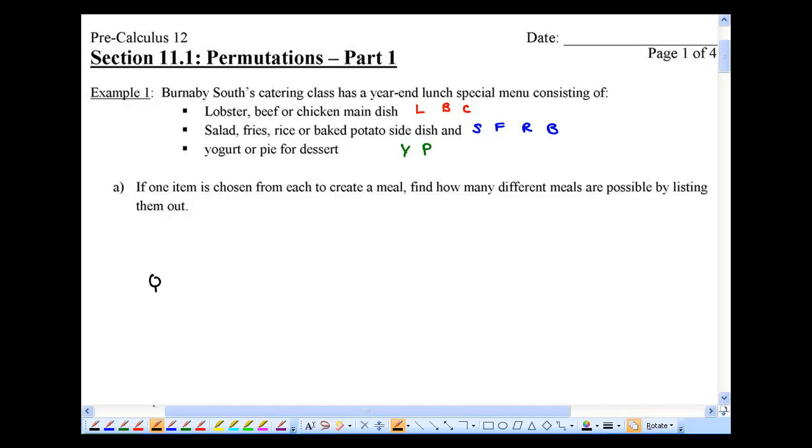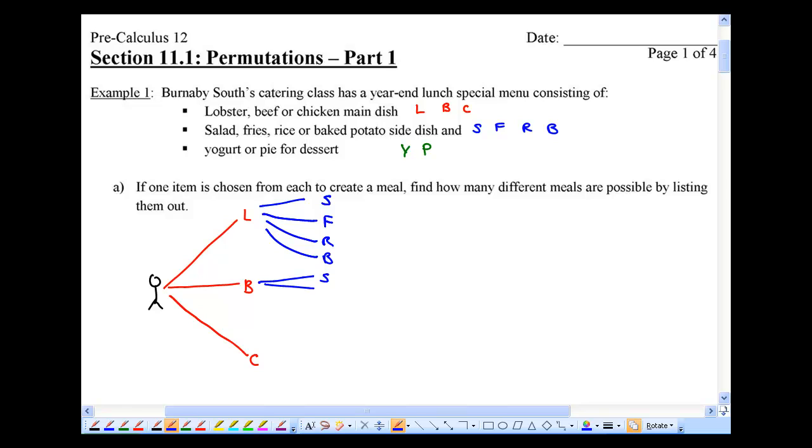So here's me. I'm hungry. I'm going to choose something. I could choose lobster, I could choose the beef, or I could choose the chicken as my main dish. Now, if I chose lobster as my main dish, what can I choose as my side dishes? You're right. I've got the salad, the fries, the rice, or the baked potato. I think the same thing for beef, right? Same four choices. And the same thing for chicken.